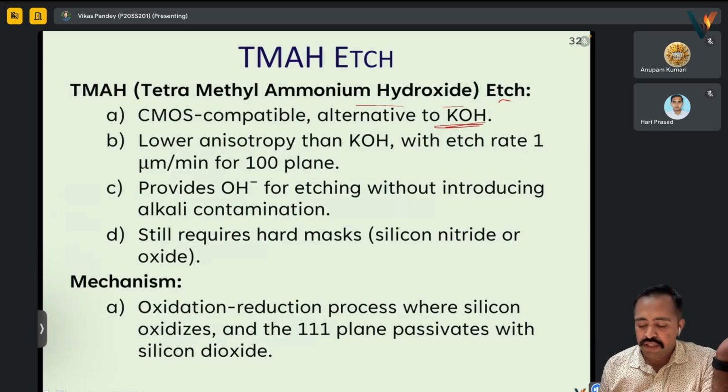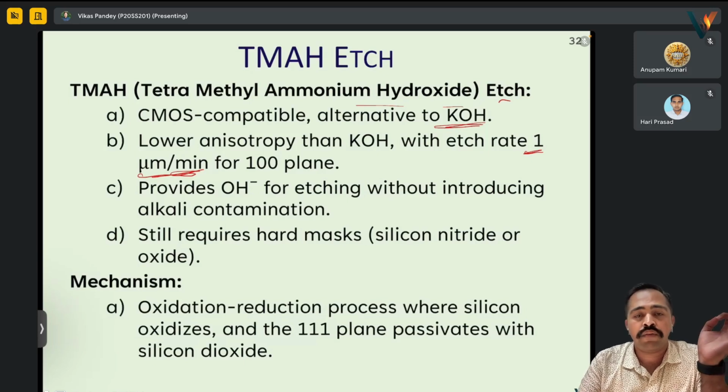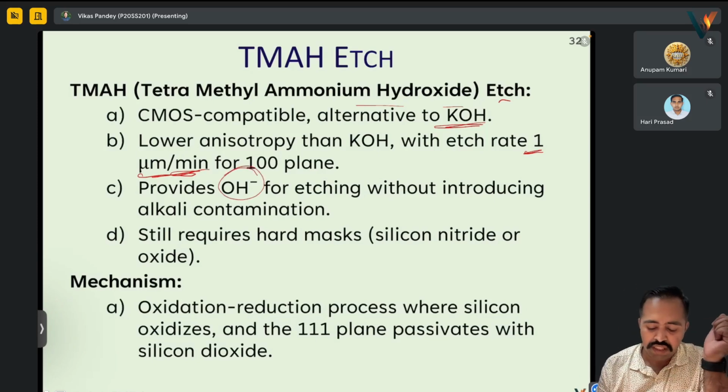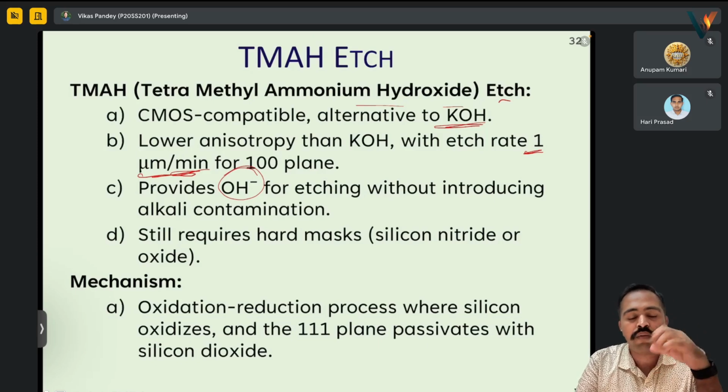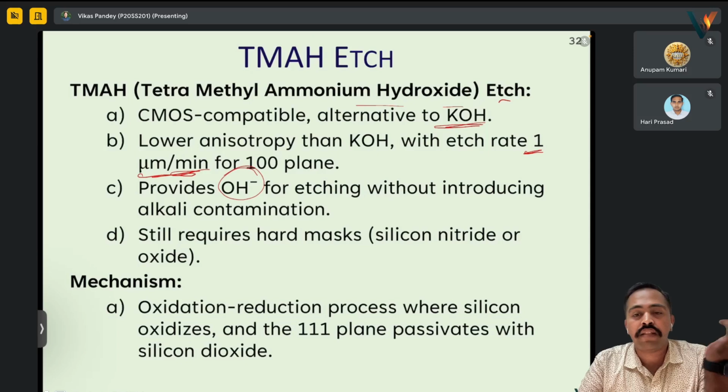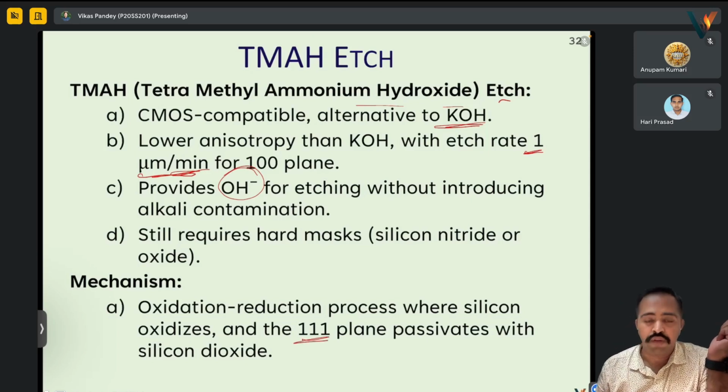It provides a 1 micrometer per minute etch rate for the 100 plane. Since it is OH negative ion based, potassium or other alkaline contamination is not there, but it still requires a hard mask. So here also the pattern mask we use is a hard mask like silicon nitride or silicon oxide. Here also the etching will stop on the 111 plane.